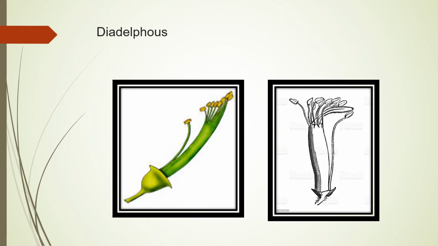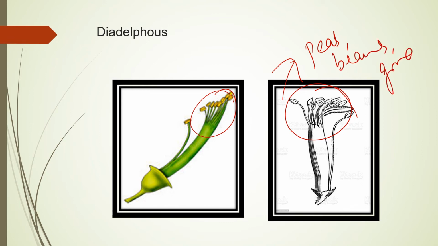That is diadelphous. Diadelphous means the filaments are always united in 2 bundles and the anthers remain free. See, the filaments are all united into 2 bundles, but the anthers are free. This happens generally in peas, beans, gram, etc.